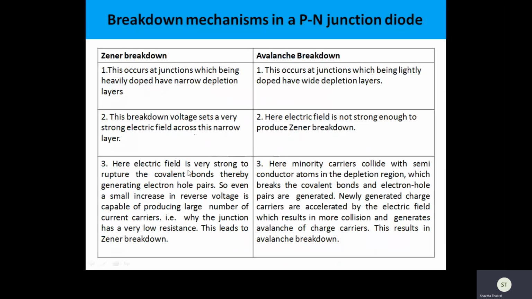In the case of Zener breakdown, because a strong electric field is produced, covalent bonds easily break down and a large number of free charge carriers are generated. Because of that, the junction breakdown takes place, called the Zener breakdown. But in the case of avalanche breakdown, as the electric field is not strong enough, we have to apply a large reverse bias voltage, and because of the large reverse bias voltage, the charge carriers get accelerated by the high field, and because of this the avalanche multiplication effect is produced, and that is the cause of breakdown of the junction, called the avalanche breakdown.